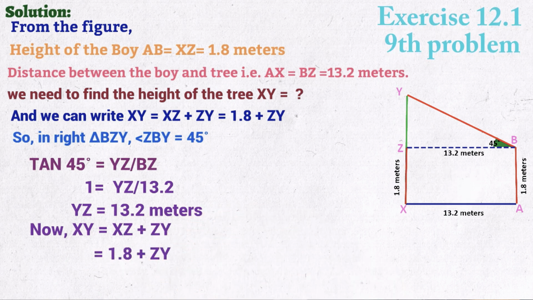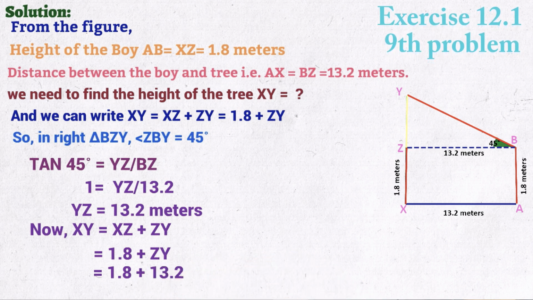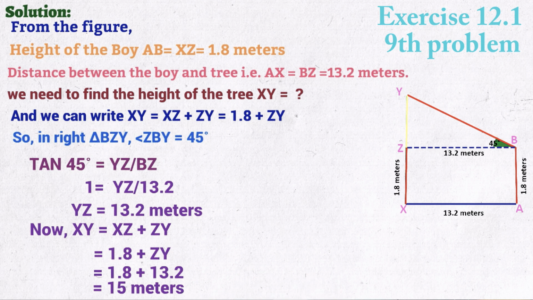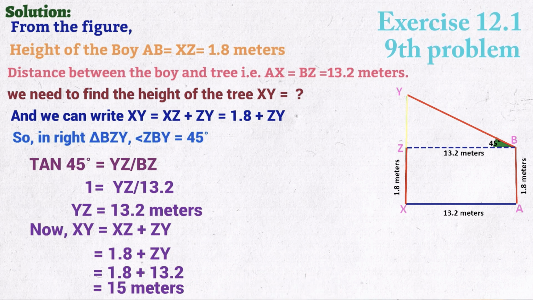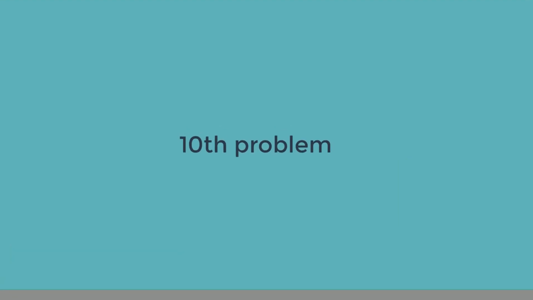So now the total height of the tree, that is XY equals XZ plus ZY, and substituting the XZ and ZY values, we get the height of the tree is 15 meters. Therefore, the height of the tree is 15 meters.